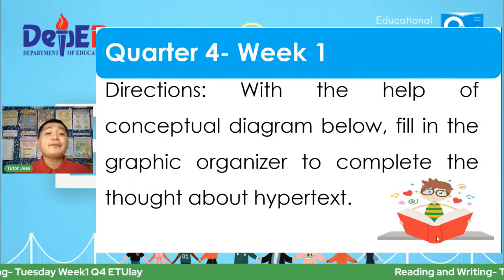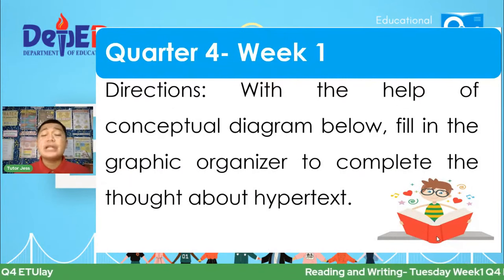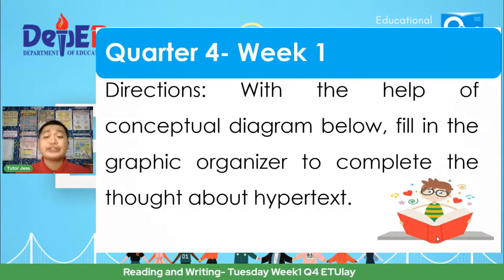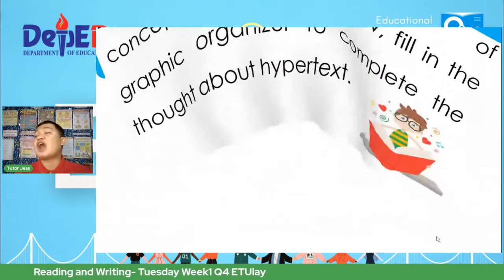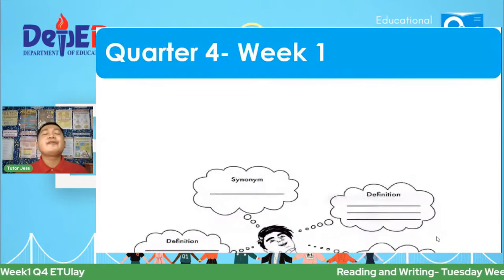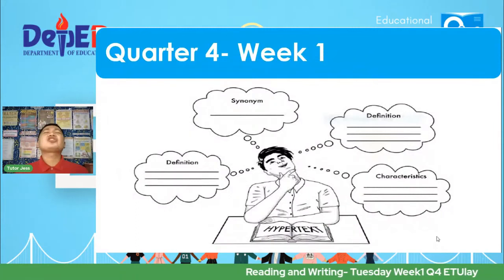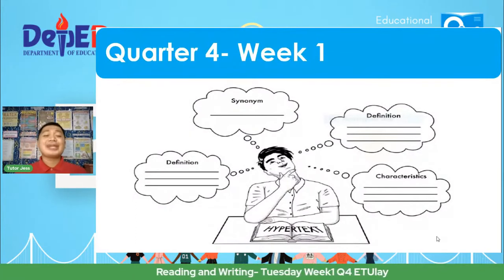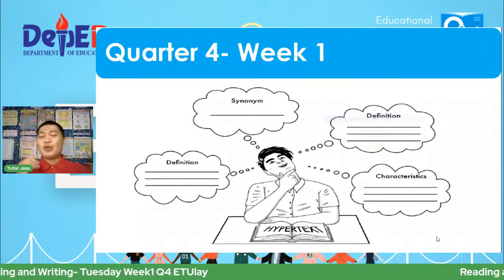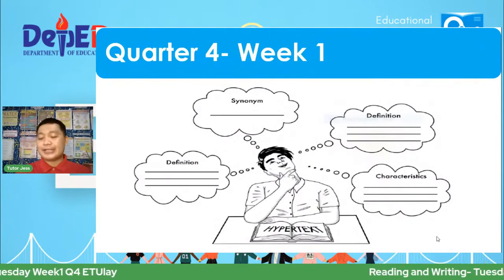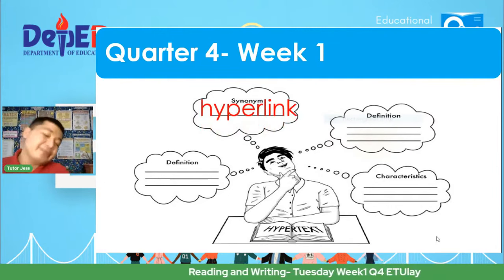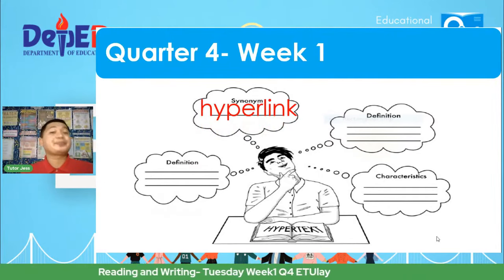Directions: with the help of the conceptual diagram below, fill in the graphic organizers to complete the thought about hypertext. Tingnan natin kung ano yung hypertext. Any associations, characteristics, definition, and the synonym of hypertext. I will give you a word, and that word for hypertext is hyperlink. Okay. Now, that is synonymous to hypertext.